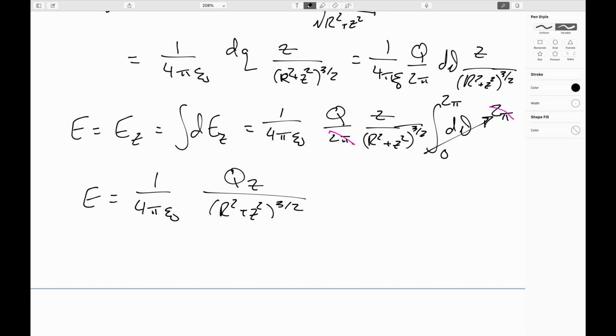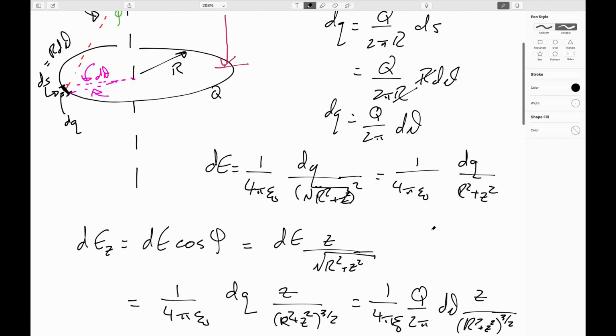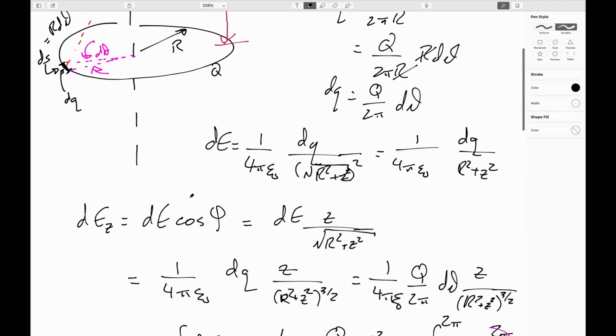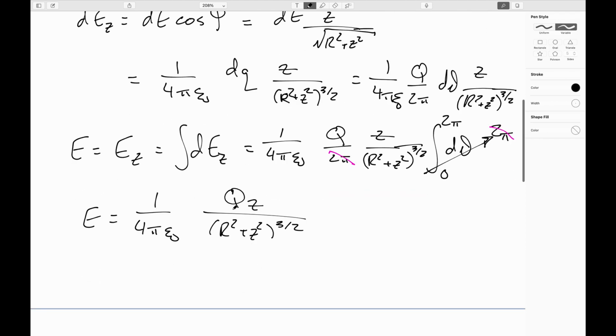The two limiting cases that we can think of that we understand right away: if z is equal to 0, we know that all the differential contributions to the electric field will be in the plane, which means that there won't be any z components, so we should get 0. So if I put in z equals 0, that's a 0 in the numerator, and something that's not 0 in the denominator. 0 over not 0 is 0. So yes, we get the electric field is 0 right at z equals 0.